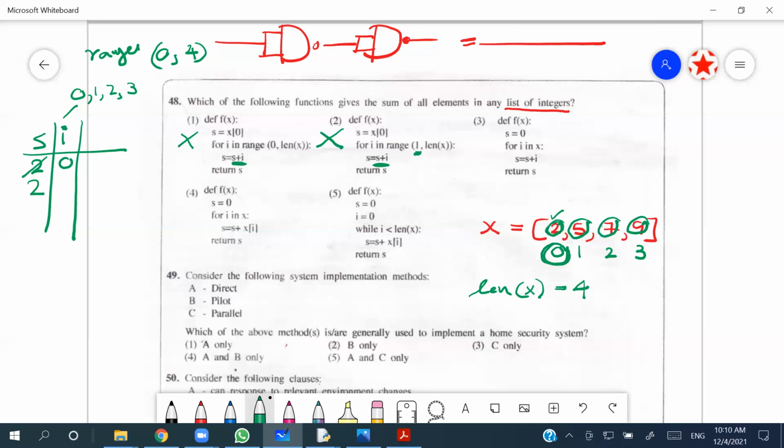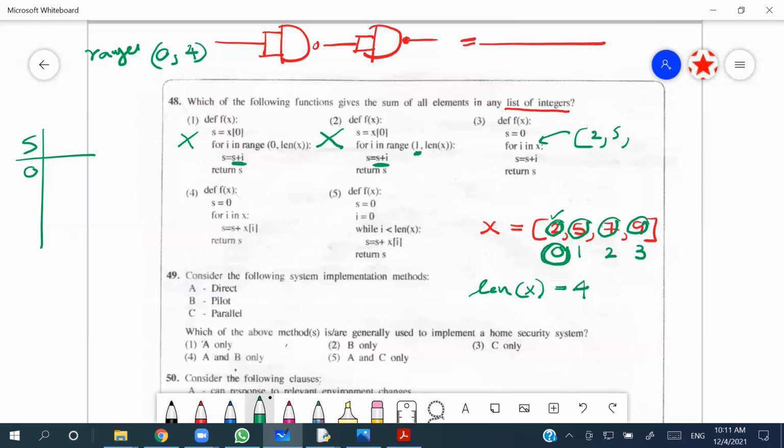The third, they have taken S as 0. So let me check that. S is 0. For I in X, it says. So I in X means, now X is a list. So it takes the list directly here, that is what it's saying. So 2, 5, 7, 9. Right, here now they are having the index type variable.